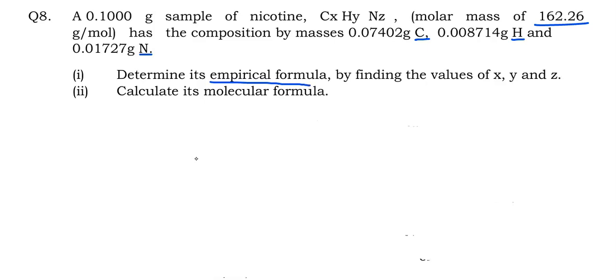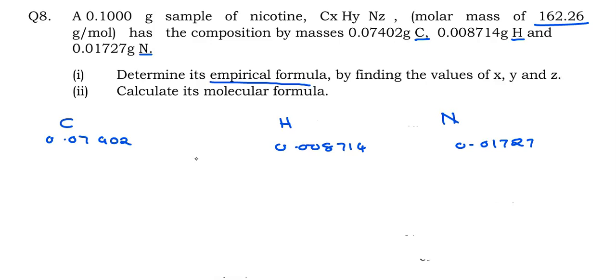Our first thing is to find the empirical formula, the smallest formula. What we are going to do now is to find the number of moles of carbon, hydrogen, and nitrogen. What have we been given? We have been given carbon, hydrogen, and nitrogen. In the first place, we have been given the mass of carbon to be 0.07402, hydrogen 0.008714, and nitrogen 0.01727. All right, so these are masses.